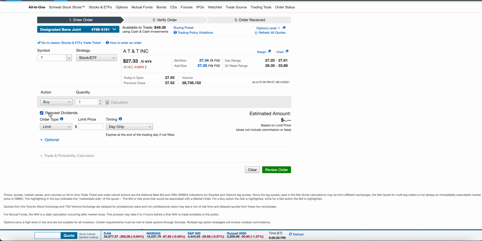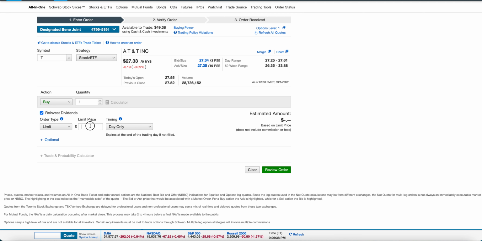So in that sense, if you were retired, you wouldn't want to check this, because you want the dividend payments to come to you in your account that you could withdraw. But if you're not retired, then you would say yes, and that would mean those dividend payments are reinvested to buy you more shares, and that allows your account to continue to grow over time on its own. So that's a pretty powerful thing.